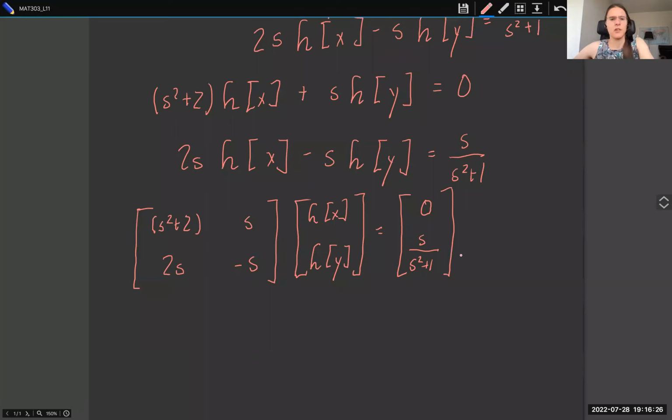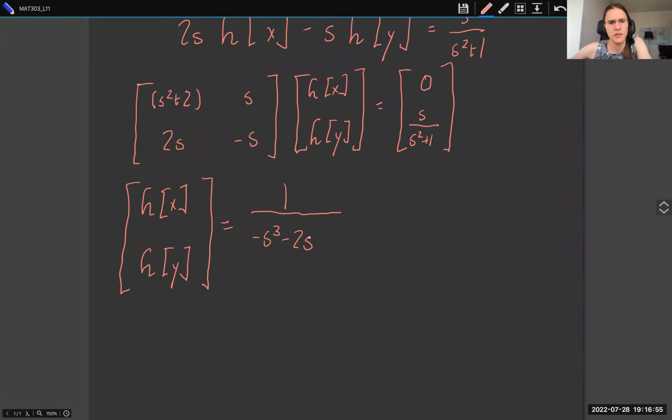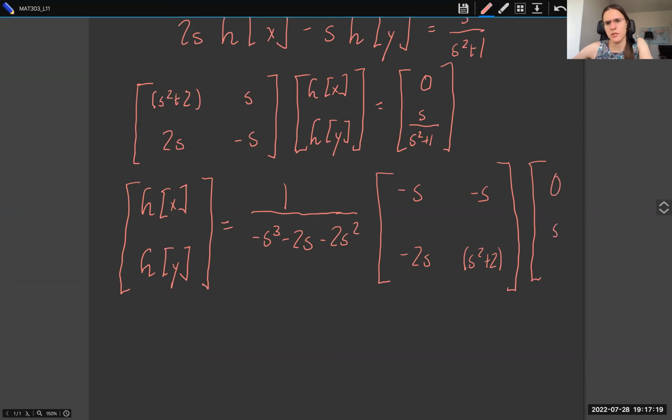So as a consequence, L of X and L of Y, well, that vector is equal to 1 over, then I could say minus s cubed minus 2s minus 2s squared, times the matrix with rows minus s, then minus 2s, then minus s, then s squared plus 2. Cool.